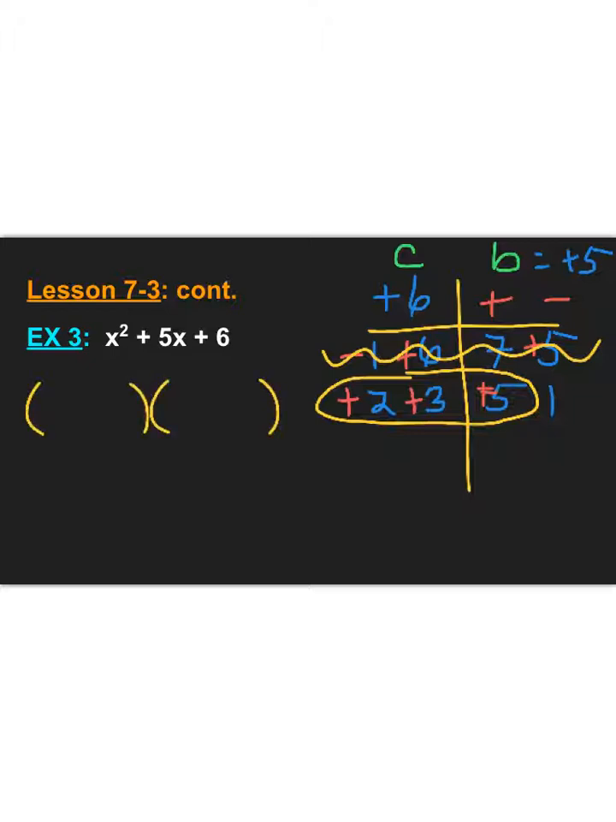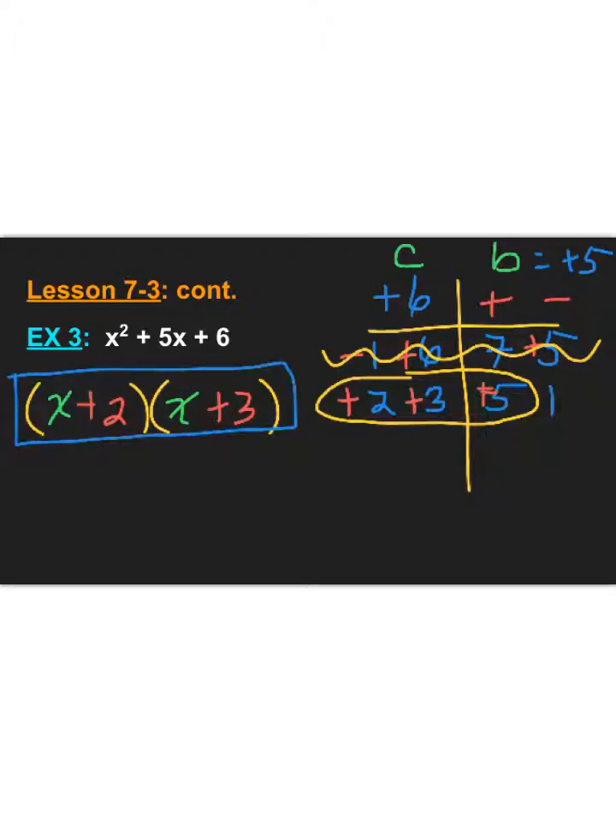we're going to take the x squared, and it gets put in the first slot and gets split up as x and x. And then directly from the table, you've got a plus 2 and a plus 3. And this is our final answer.